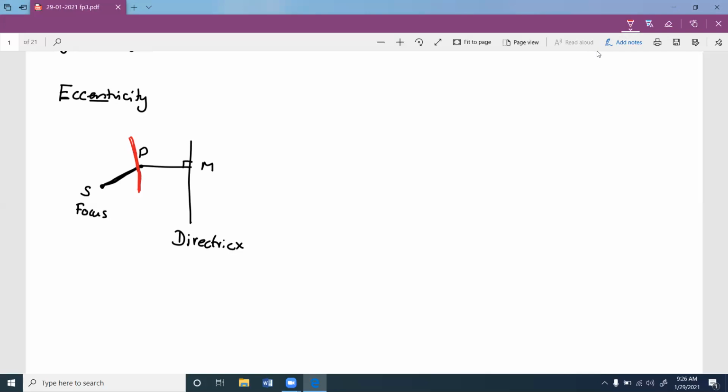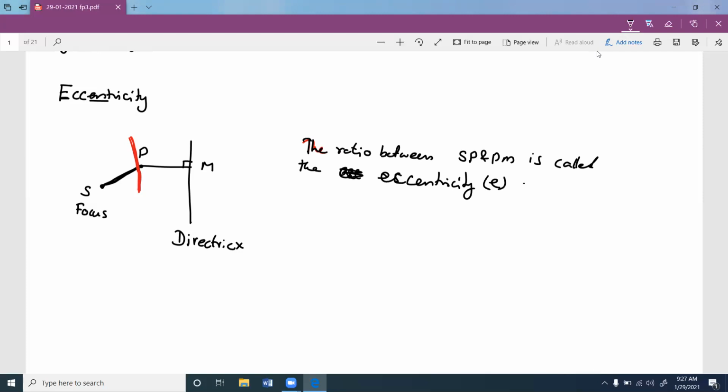So if you define the locus in this way, what do you call that? The ratio between SP and PM is called the eccentricity, E, of a shape. Usually we take PS over PM, so PS over PM equals E. That's the definition of eccentricity we cover today.